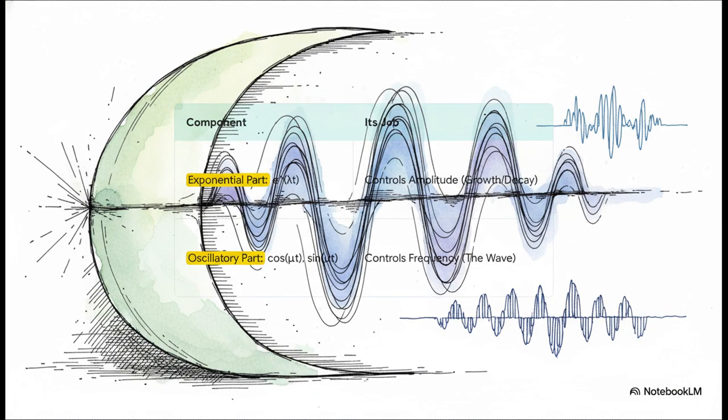Think of this solution as having two parts working together. First, you've got the exponential part, the e to the lambda t. That part controls the overall amplitude. It creates an envelope that dictates whether the wave grows bigger or shrinks smaller over time. Then you have the oscillatory part, the sines and cosines. That's the actual wave, and mu controls how fast it wiggles, its frequency.